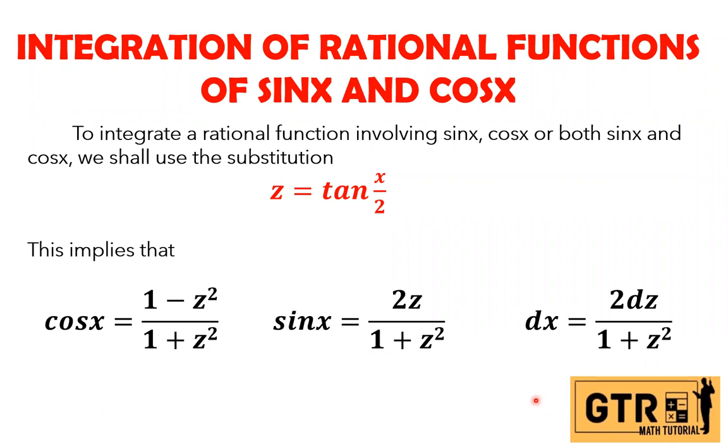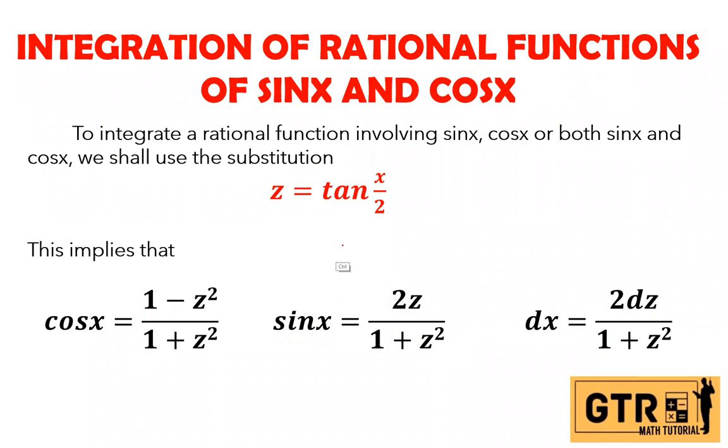So for today's video, we will discuss integration of rational functions of sine x and cosine x. To integrate a rational function involving sine x, cosine x, or both, we shall use the substitution z equals tangent x over 2, or tangent 1 half x. This implies that cosine x equals 1 minus z squared over 1 plus z squared, sine x is equal to 2z over 1 plus z squared, and dx is equal to 2dz over 1 plus z squared. Okay, so how do we derive the three formulas?